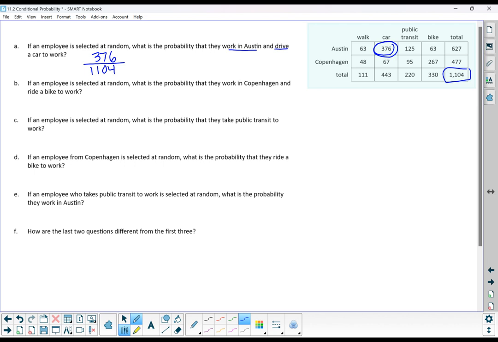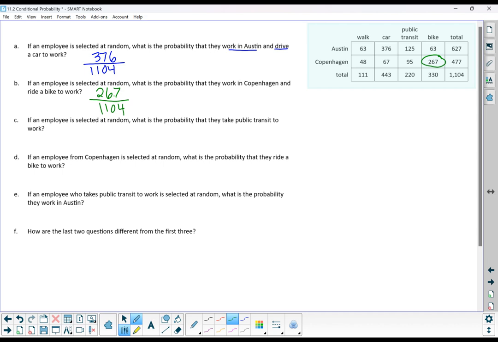So the second question says, if an employee is selected at random, what is the probability that they work in Copenhagen and ride a bike to work? So we're now interested in the people who live in Copenhagen and ride their bike. So there's 276 of them. So 276 out of the 1,104 employees. And again, not going to reduce that fraction. Oh, sorry, I did a little transposition there. Sorry, that should be 267.